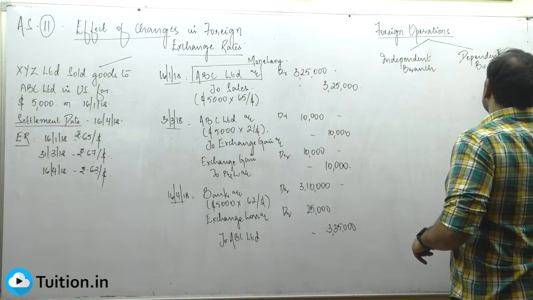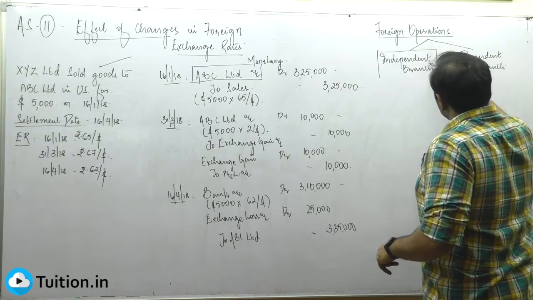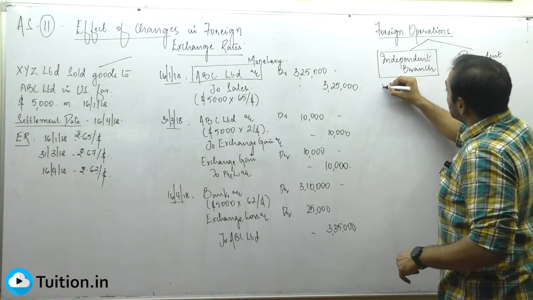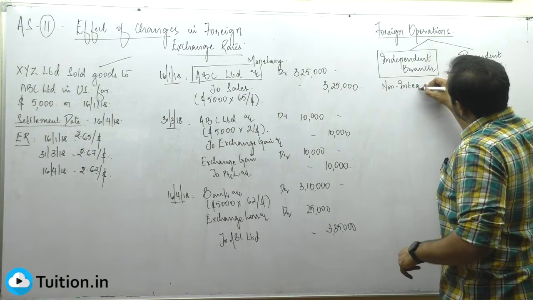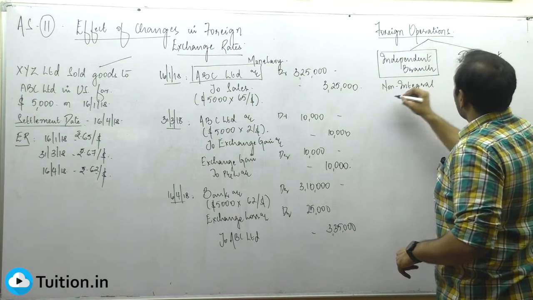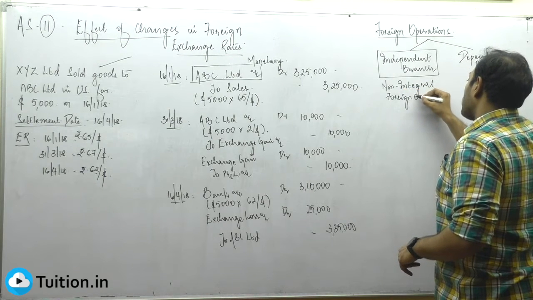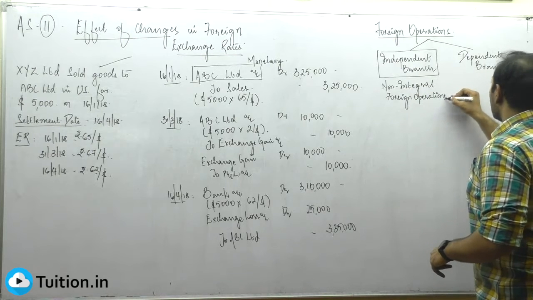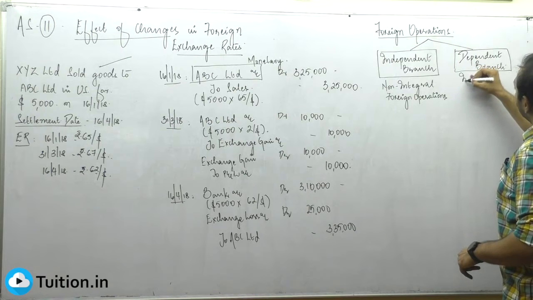I'll change the nomenclature, guys. I don't like the names of independent and dependent. So for the purpose of your AS11, independent branches are called non-integral foreign operations. Dependent branches for the purpose of AS11 are called integral foreign operations.